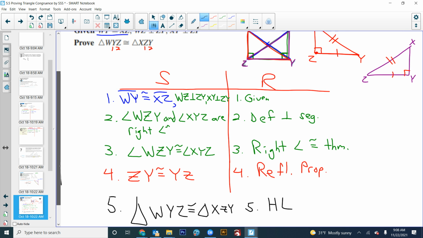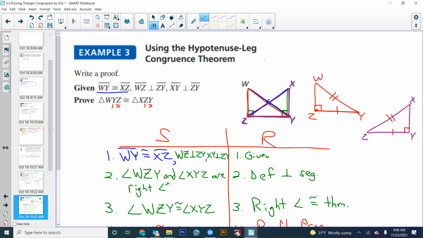Why is it not SAS? What I was saying is, guys, this is so important. We're about to build all 5: SSS, SAS, ASA, AAS, and HL. We're going to have all 5 by the end of next week. Why is this not SAS?